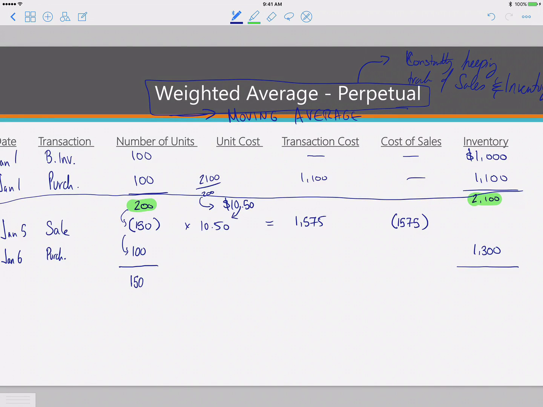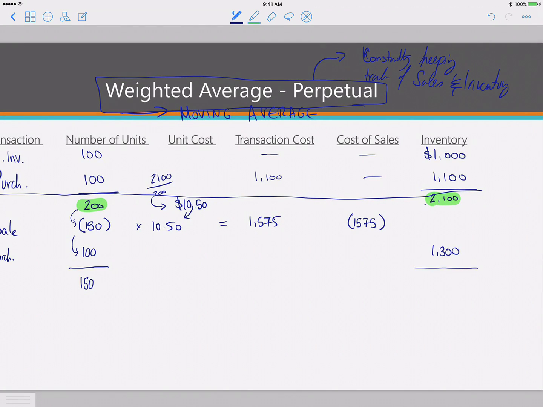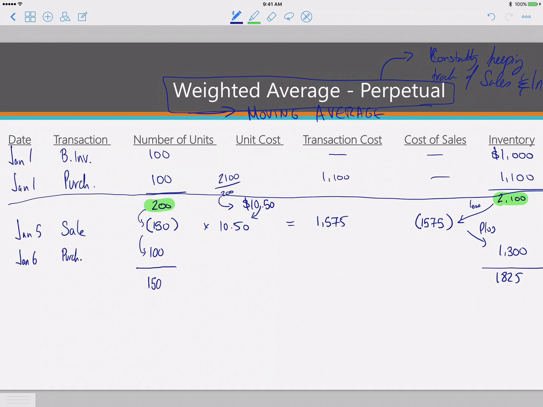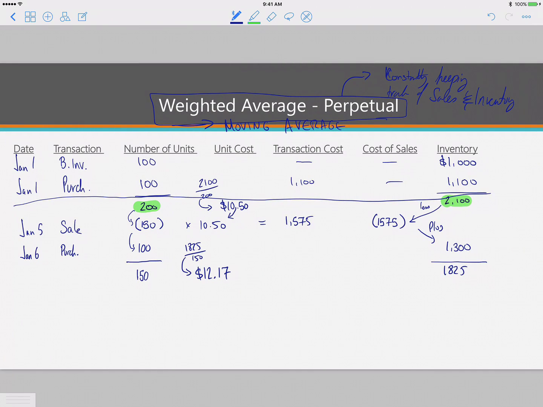And now we're going to figure out the value of our inventory. So we had 2,100 less 1,575 plus 1,300. So we have 1,825 as our total inventory value. So we're going to divide that by 150 to get our average cost. So we'll round it to the nearest penny. So it is $12.17 per unit now. So you can see our average cost has increased, and that's because we paid more.